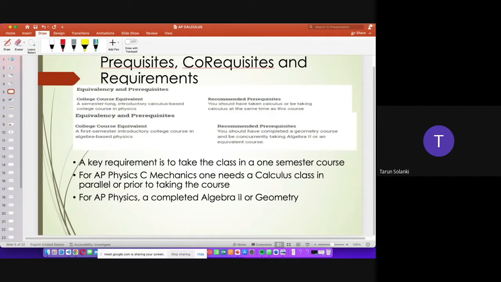For AP Physics, a complete Algebra 2 or geometry will be required. So this is regarding your prerequisites, co-requisites and the requirements.